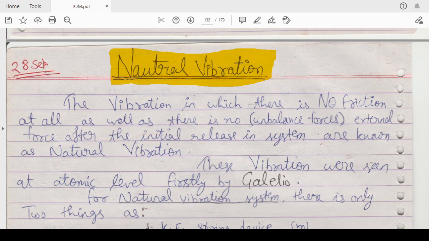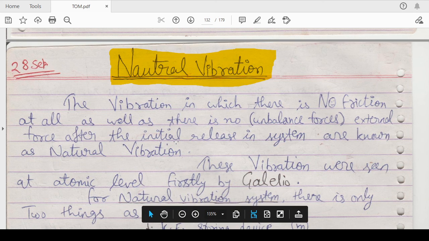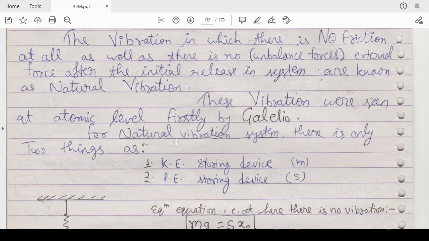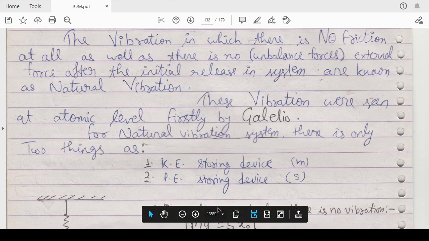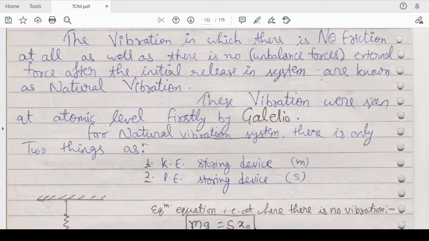Hello friends, as you have discussed natural vibration in the last sessions, in that we discussed the definition of natural vibration and who started it, as well as the different components related to natural vibration.